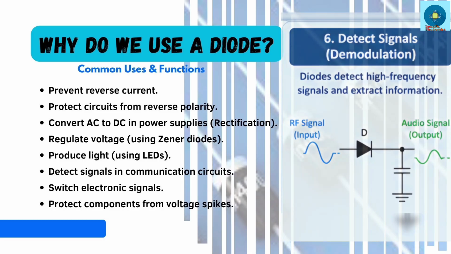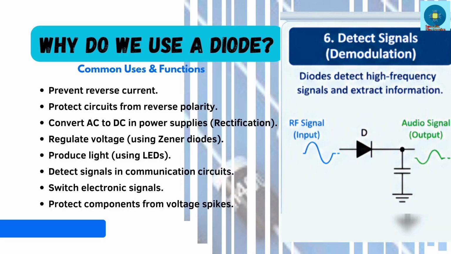Diodes are also widely used in communication systems. They help recover information from radio frequency signals. For example, in an AM radio receiver, a diode extracts the audio signal from the radio waves.